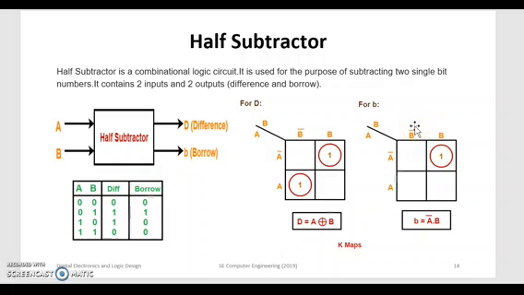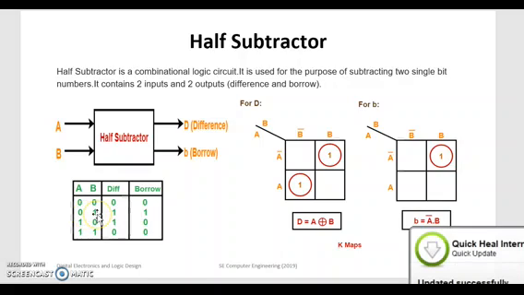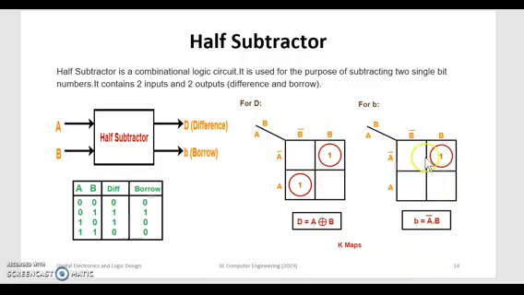And for borrow, we are having 1 only in one case where A is 0 and B is 1, that is A bar B. For this A bar B, we have placed 1, and it is not having any other companion one, so we have to group it as a single, and its term will be A bar B. So we'll need one XOR gate for difference and an AND gate for borrow. See the realization.